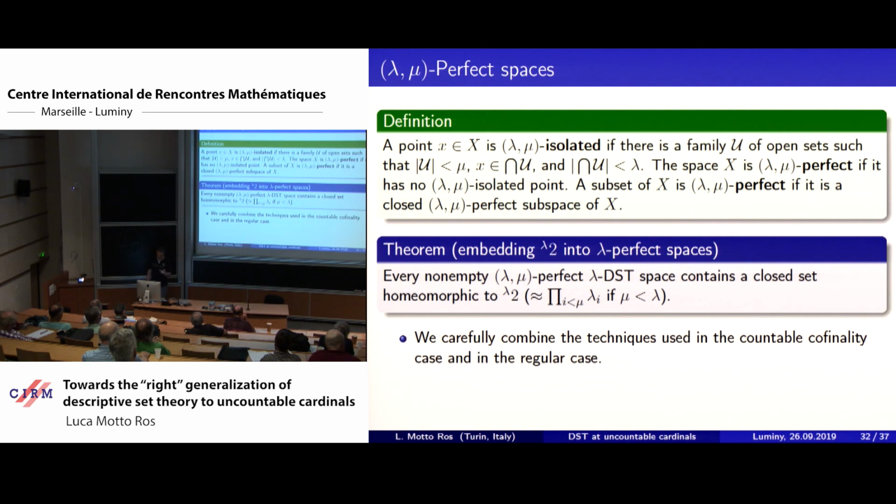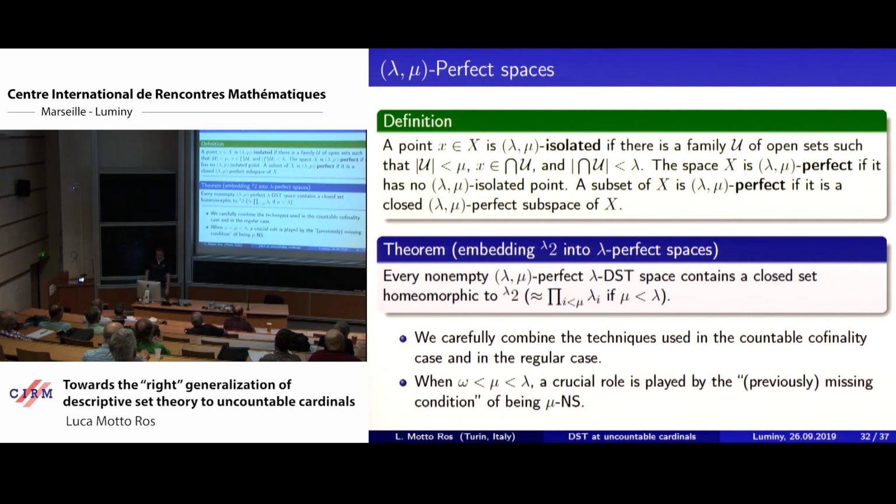So essentially what we did is combine the techniques in the countable cofinality case and the regular case. Let me mention that here is where you see that the Nagata-Smirnov property is necessary, because when you are in between the cases, so cofinality is not countable but not lambda, so it's not regular, the crucial thing is having this Nagata-Smirnov property to make the proof work.